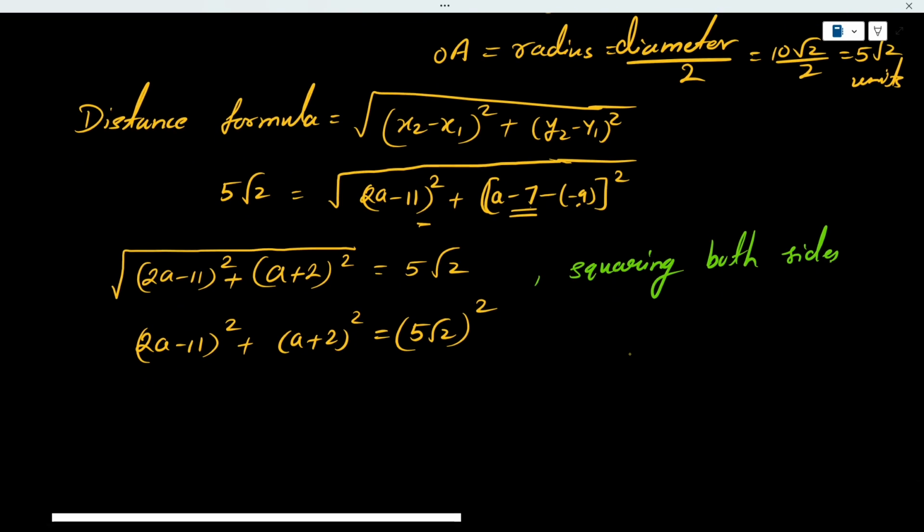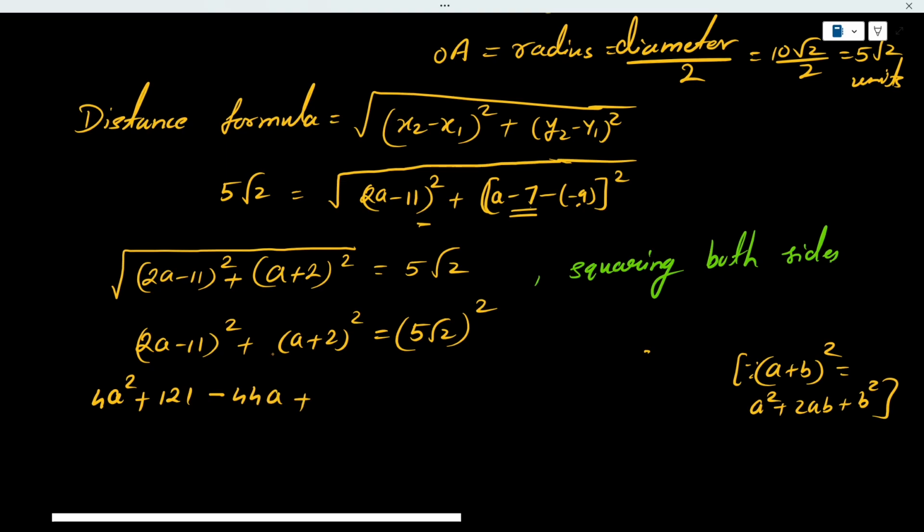Now which identity are you going to use here? A plus b whole square is equal to a square plus 2ab plus b square, whatever you are using, keep writing it. So a square will become 4a square plus 11 square is 121 minus 44a, plus, because there is a plus sign, you can directly open the bracket, a square plus 4 plus 4a, equals 50.